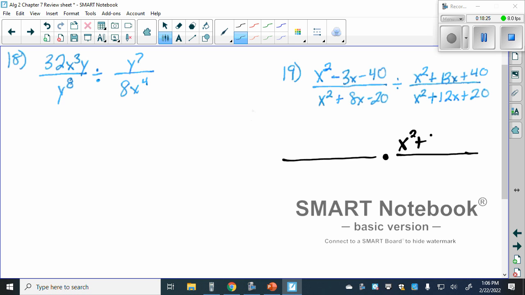Because when we flip the second, the numerator is going to be our x squared plus 12x plus 20. And the denominator is going to become our x squared plus 13x plus 40.